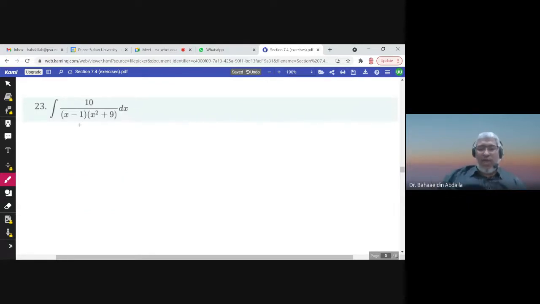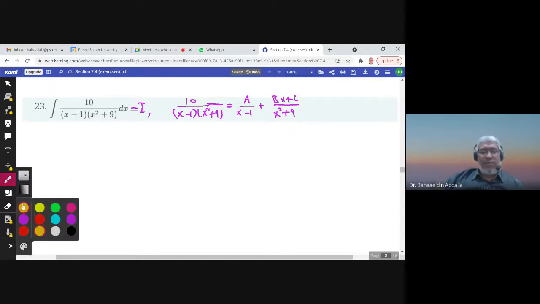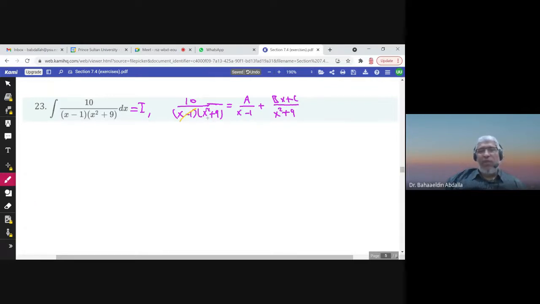Here I have one linear and one irreducible quadratic factor. So this would be equal to A over x minus 1 plus bx plus c, because it is an irreducible quadratic factor. I can find A by cancelling x minus 1 and replacing x by 1. 1 plus 9 is 10, 10 over 10 is 1, A is 1.